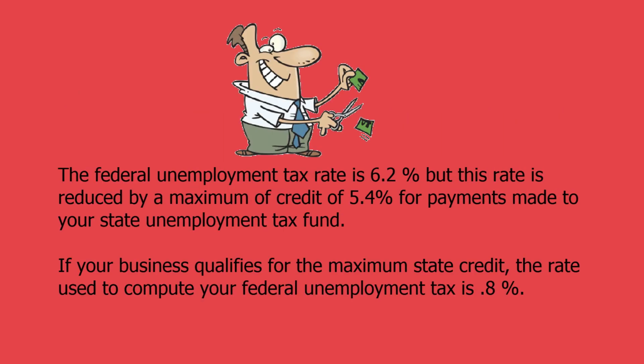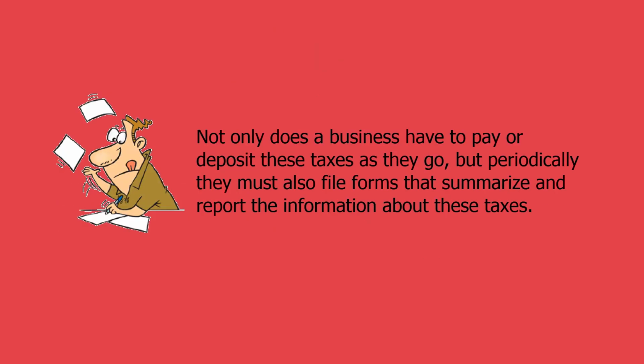The federal unemployment tax rate is 6.2%, but this rate is reduced by a maximum credit of 5.4% for payments made to your state unemployment tax fund. If your business qualifies for the maximum state credit, the rate used to compute your federal unemployment tax is 0.8%. Not only does a business have to pay or deposit these taxes as they go, but periodically they must also file forms that summarize and report the information about these taxes.